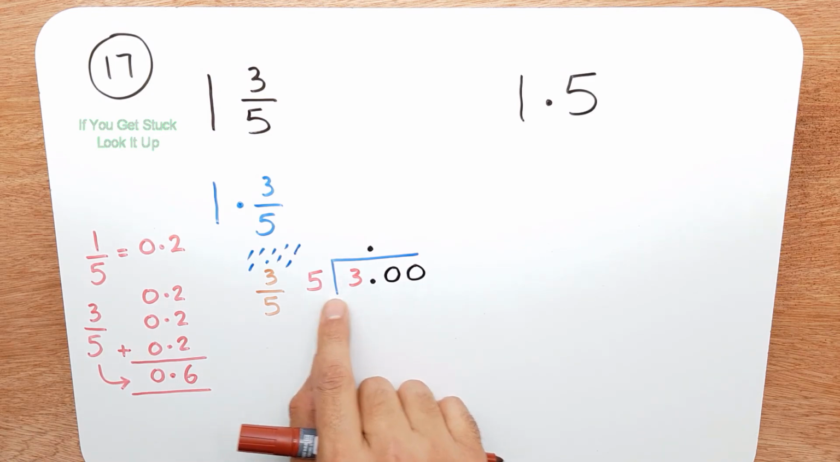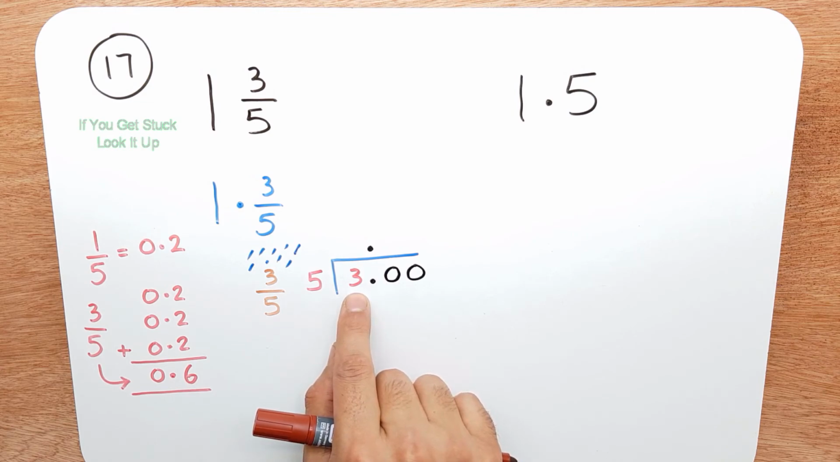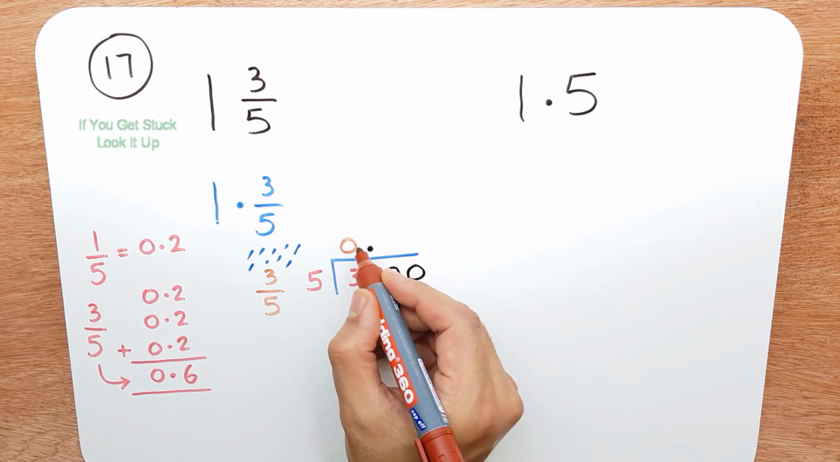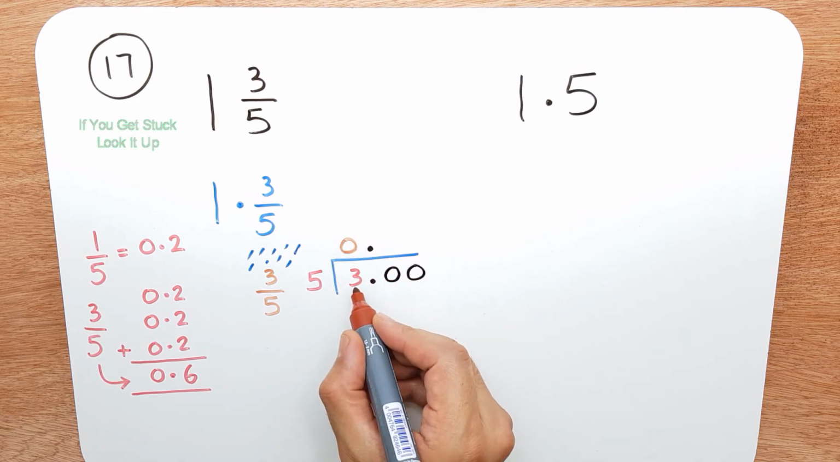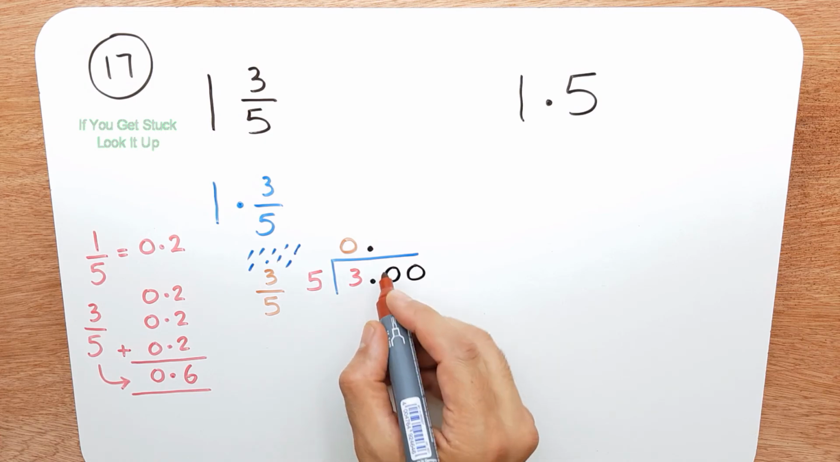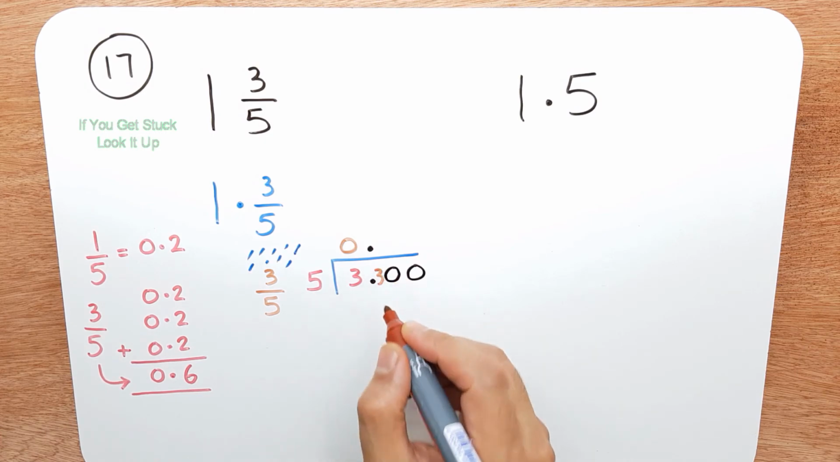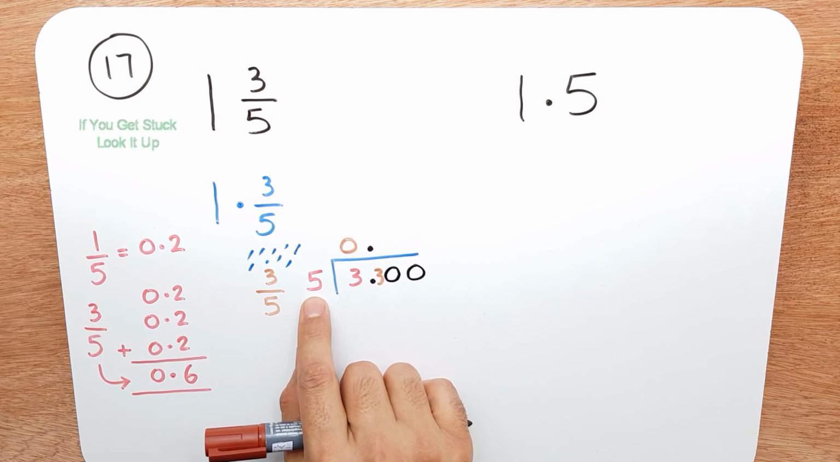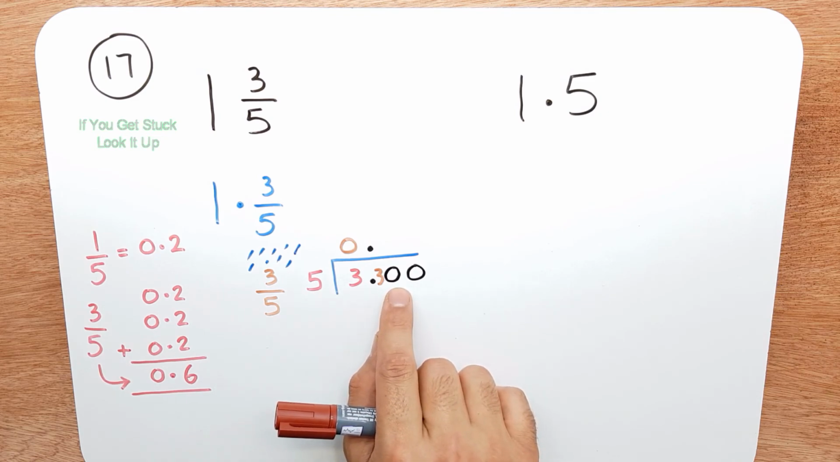Now how many 5s are there in 3? I've not got enough, so I'm going to put a 0. And now I have to carry this over to the next column because it's like a remainder. So I'm going to put the 3 there, and this 0 becomes 30. So now I have 30 here. So how many 5s are there in 30?